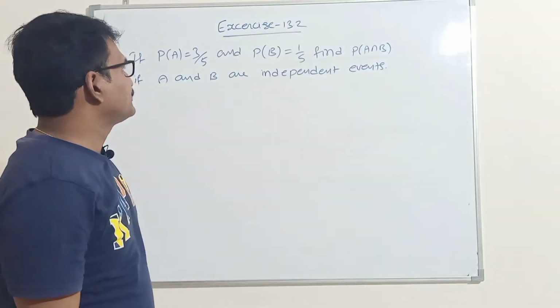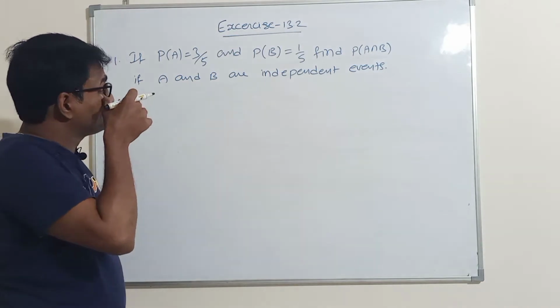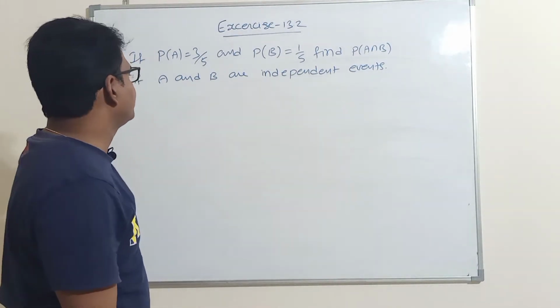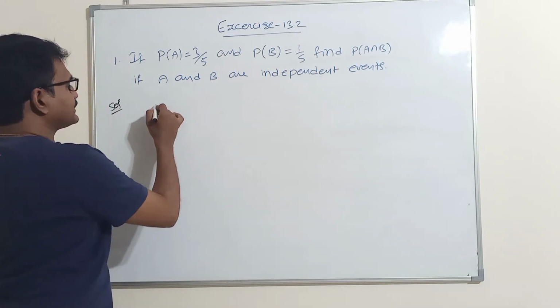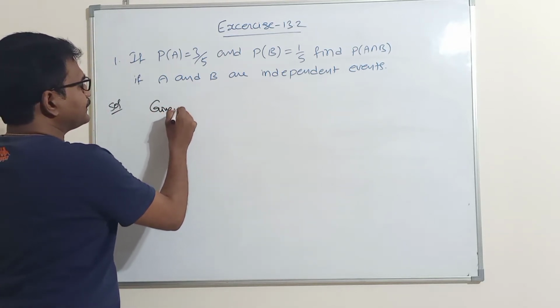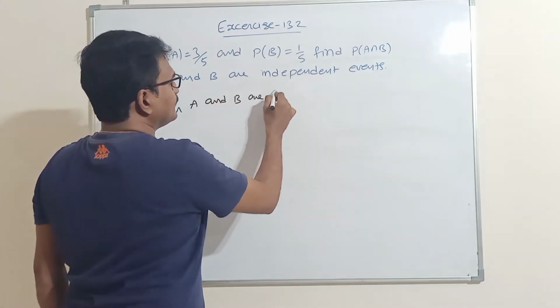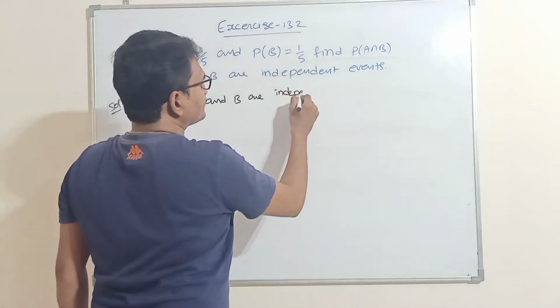Next, exercise 13.2, first problem. If P of A is equal to 3 by 5 and P of B is equal to 1 by 5, find P of A intersection B if A and B are independent events. Given A and B are independent events.